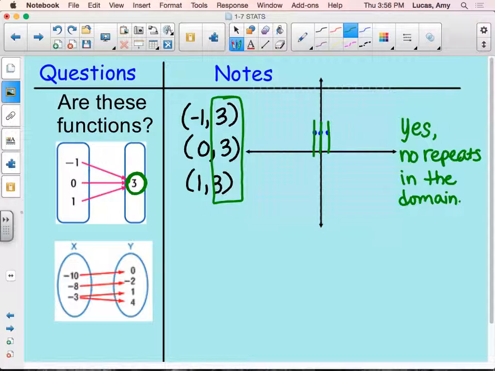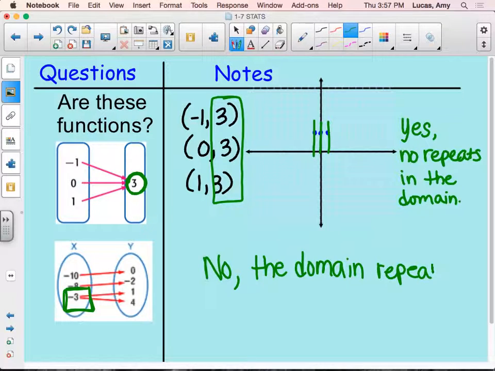This next one, right away if I look at the domain, I see right here, the domain repeats, X repeats. So I know this is not going to pass the vertical line test if I graph it. I'm going to say no, the domain repeats, or X repeats. So it is not a function.